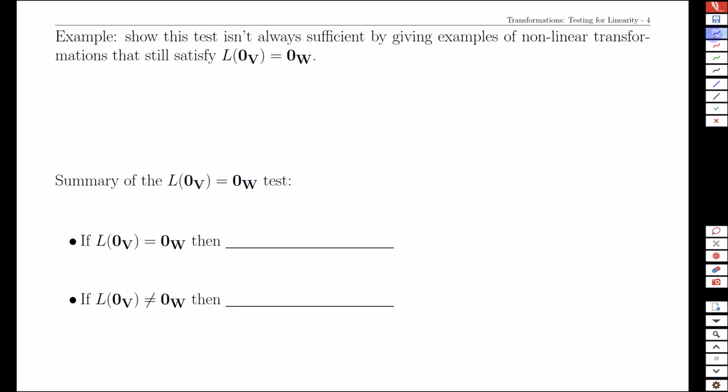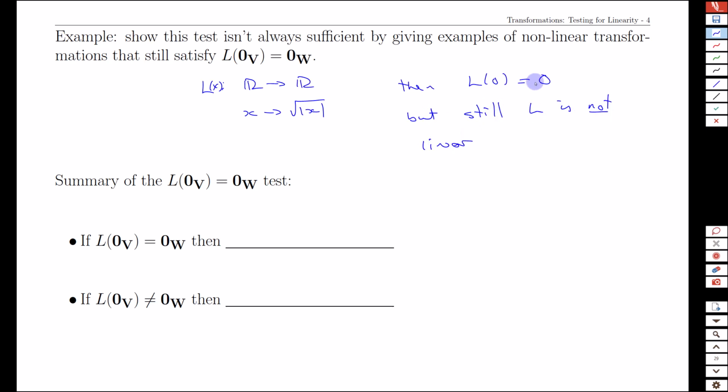Now, a counterexample to this would be one we actually saw earlier. If we took the transform to be mapping from the reals to the reals, and our function was that x maps to, let's call it L of x, the square root of the absolute value of x, then for this case here, L of 0 actually is equal to 0, but that's not enough to rule it out. But still, L is not linear.